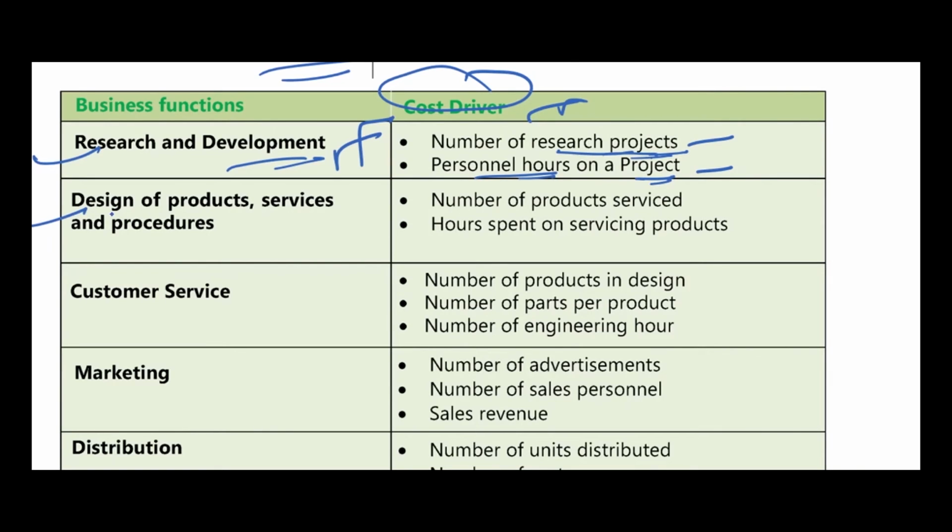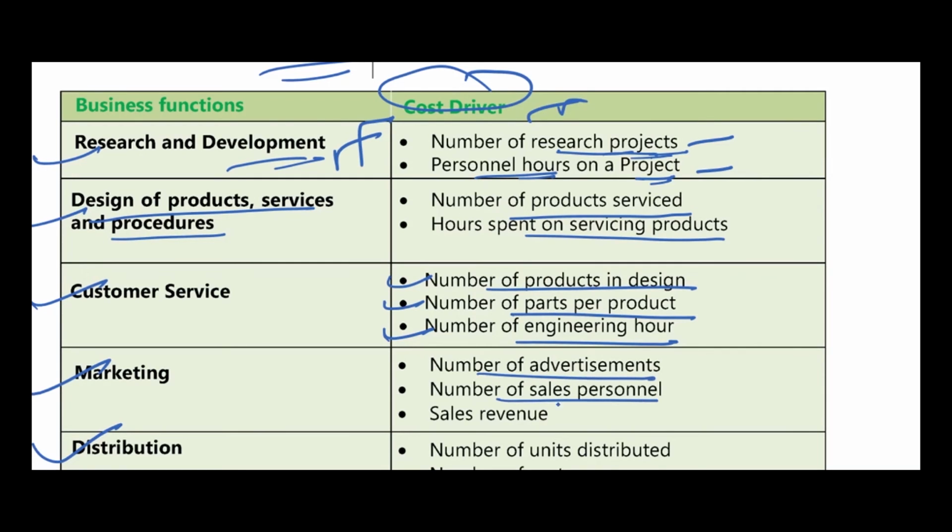Now, the second department is design of products, services and procedures. Here we can see the number of products serviced and the time spent on service, and so on. For customer service, marketing and distribution, the various cost drivers are the number of products in design, number of parts purchased, and number of engineering hours. In marketing, there is the number of advertisements, number of salespersons, and sales revenue. In distribution, the number of units distributed and the number of customers.